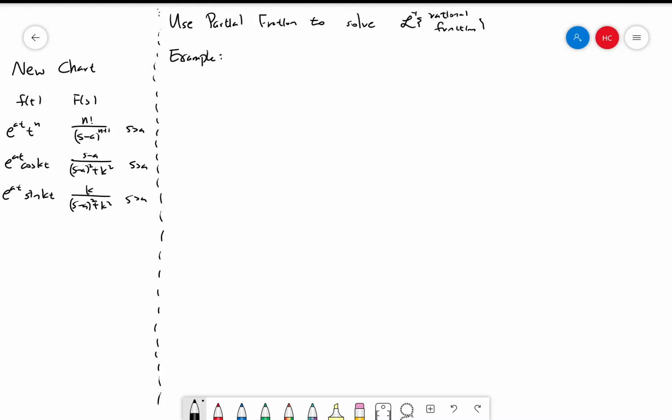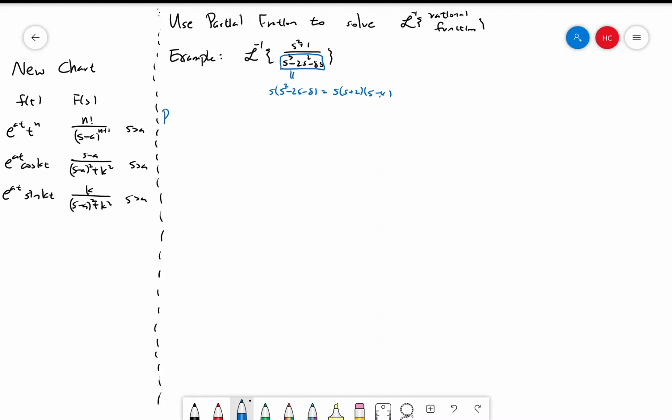So suppose we want to find the inverse Laplace transform of this fraction: s squared plus 1 over s cubed minus 2s squared minus 8s. First, we try to factor the denominator. This is equal to s times (s squared minus 2s minus 8), which is equal to s times (s plus 2) times (s minus 4).